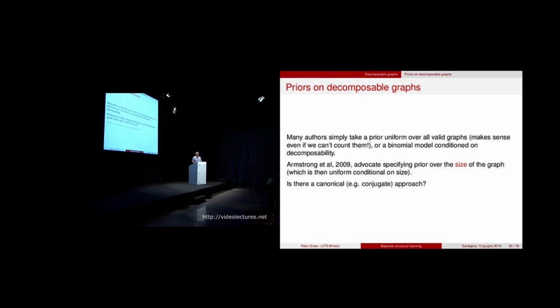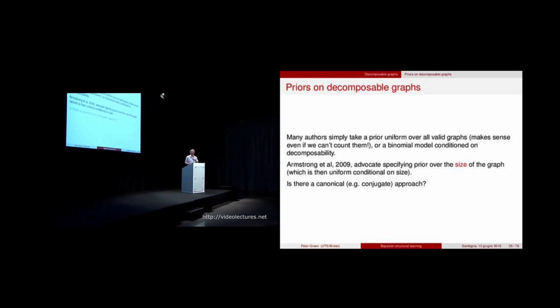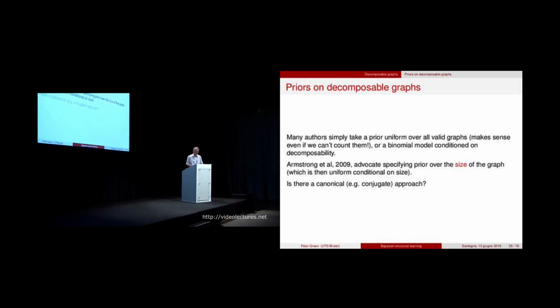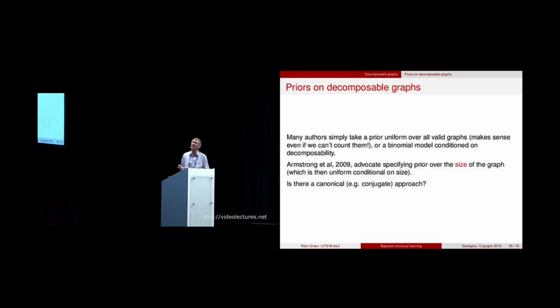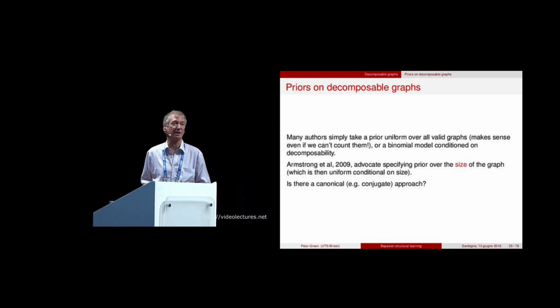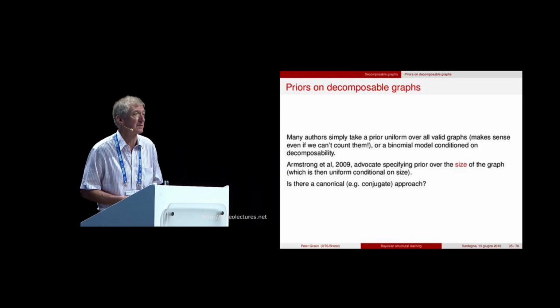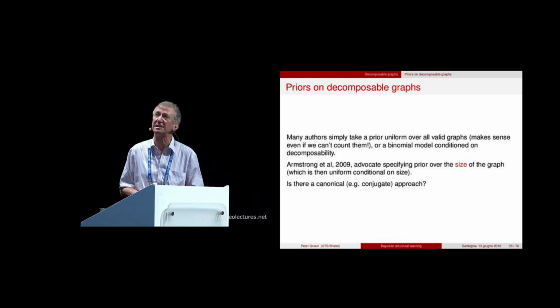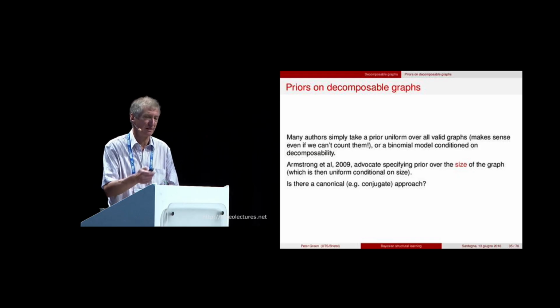The subject of priors on graphs is a long-standing one. People have made different choices. Many people simply ignore the issue and assume it to be uniform. A more recent suggestion was to control the prior on the size of the graph, that is, the number of edges, and then distribute that probability equally among all the graphs with that size. We might ask, is there a more canonical or conjugate approach than just these rather informal ideas?